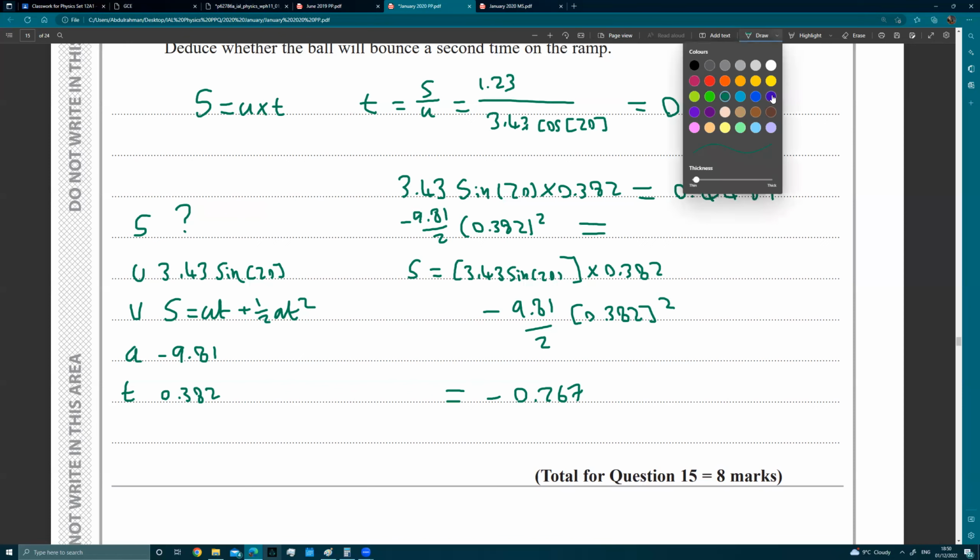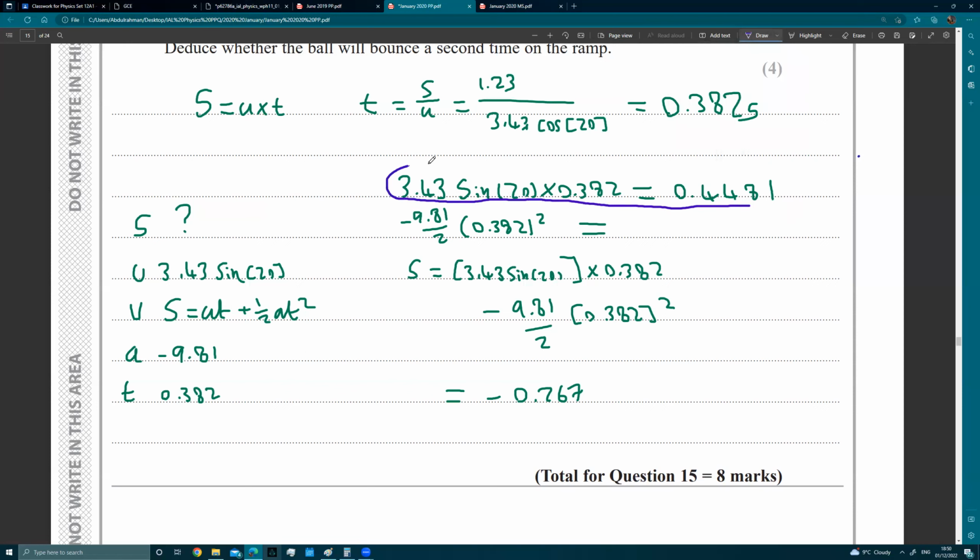Okay, I'm trying to make it simple. What did we get for the first section? 3.4. Yeah, I got that. Second section, what did we get? Minus 9.81 over 2 times 0.382 squared. I got the same thing as Faizan, 0.715757722. So then you subtract it. So I got negative 0.267. Yeah, that's what I got too. So I'm still getting 0.716.